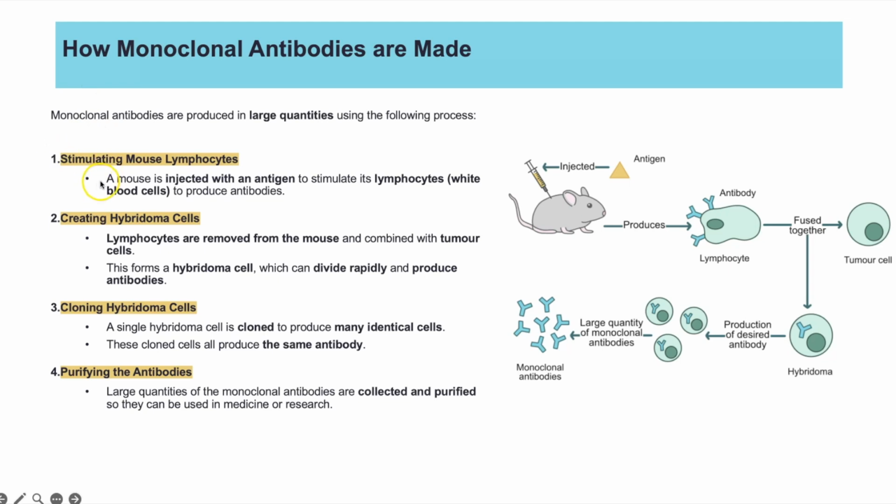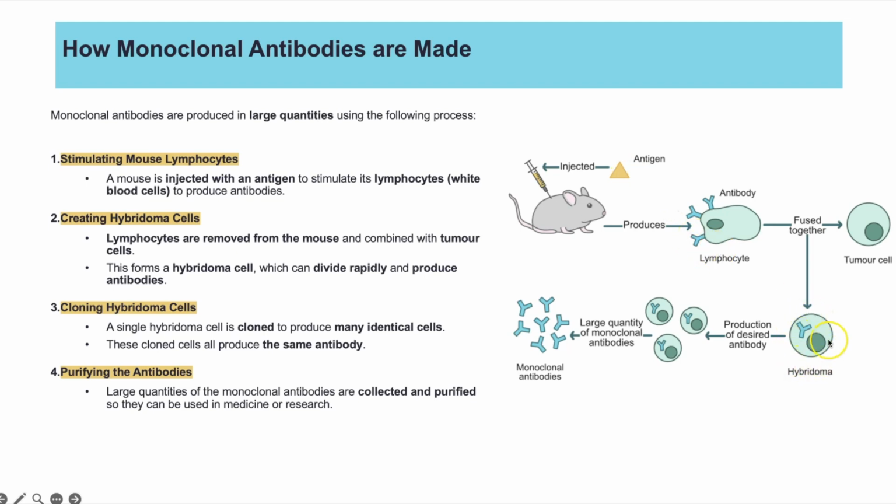So step 1 is stimulating the mouse lymphocytes, because the mouse is going to be like our production center. So a mouse is going to be injected with the antigen that you want to make antibodies against. So it's going to be injected into the mouse. The mouse's white blood cells, specifically a lymphocyte, will then produce antibodies against that antigen, meaning complementary in shape.